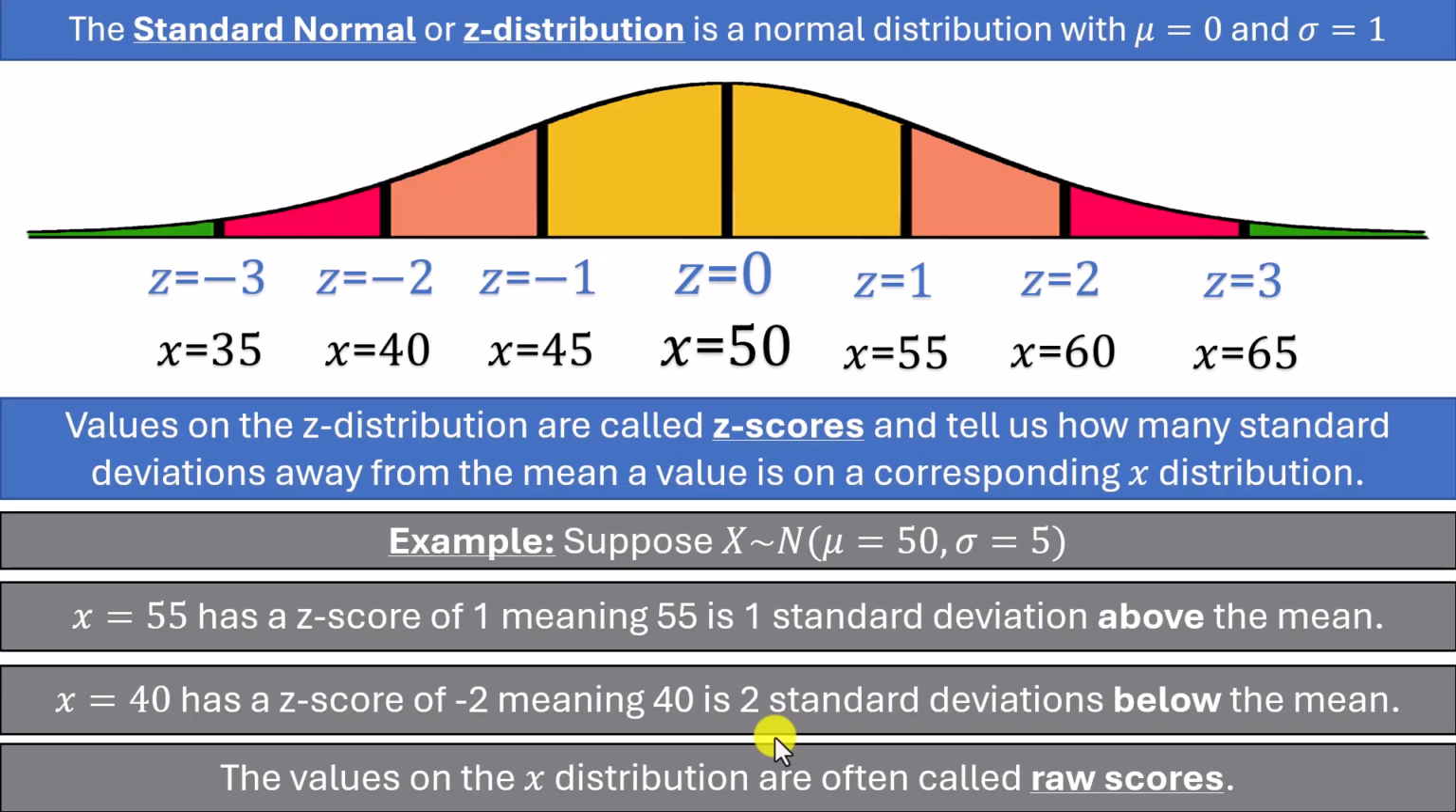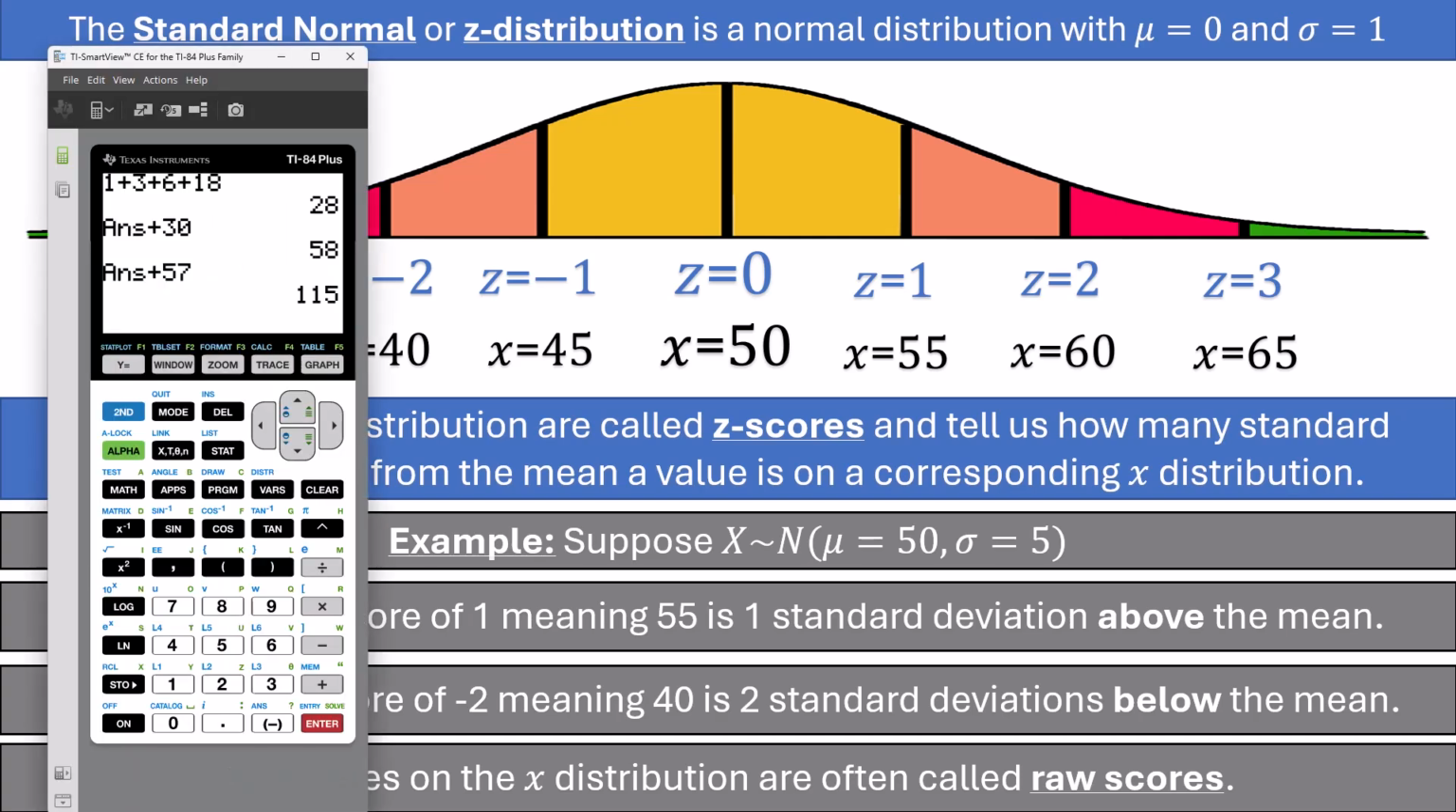Let's try it with a few values from the previous slide. For example, let's take the value of 55. We know the value of 55 should have a Z-score of 1, but that formula tells us to take the X value, which is 55, subtract the mean, which is 50, and then divide by the standard deviation, which in this case you may remember is 5. And you will see that we have now converted from that X value, or raw score, into a Z-score.